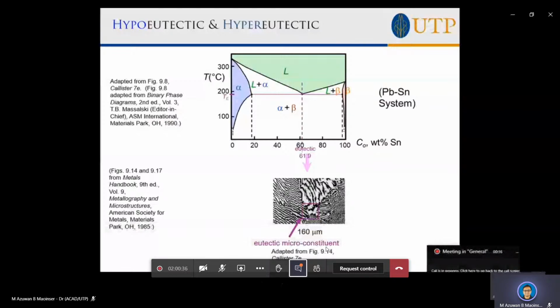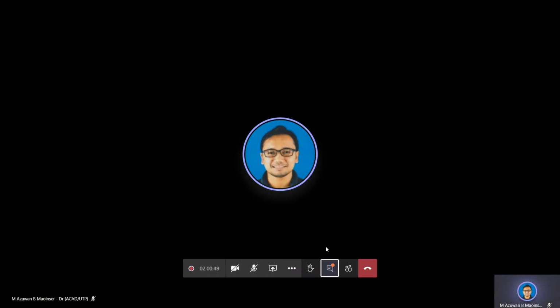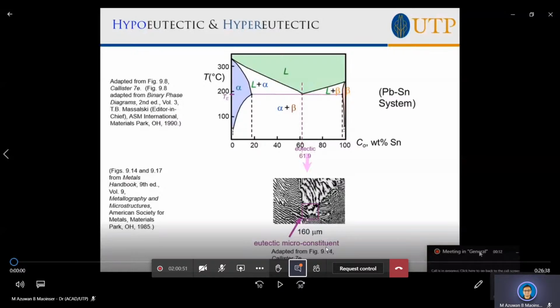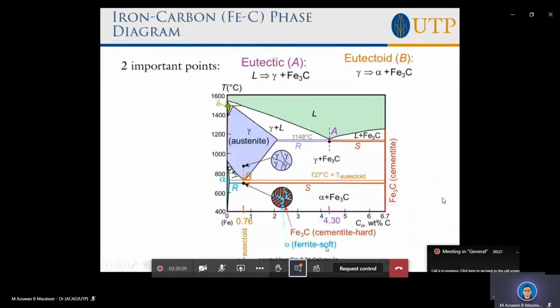Bismillahirrahmanirrahim. A'udzubillahiminasyaitonirrajim. Bismillahirrahmanirrahim. Assalamualaikum warahmatullahi ta'ala wabarakatuh. Okay, we are back.